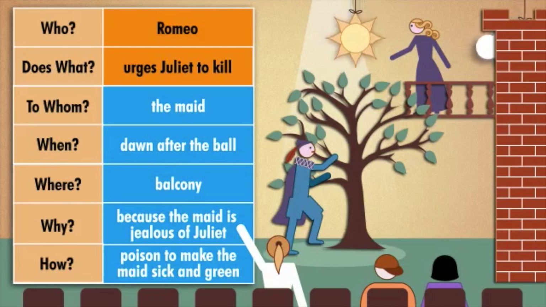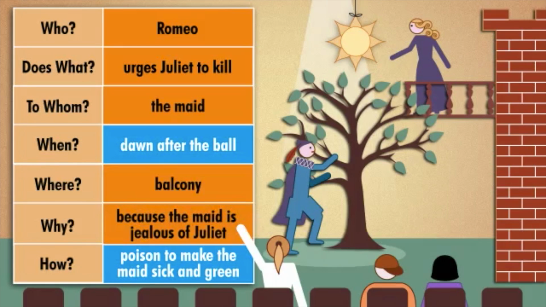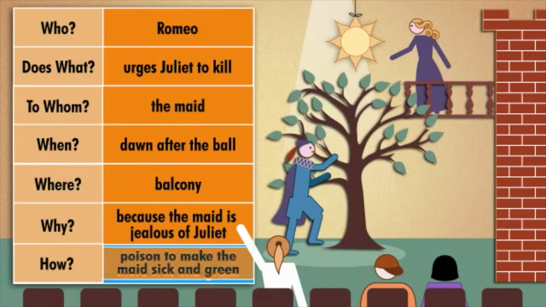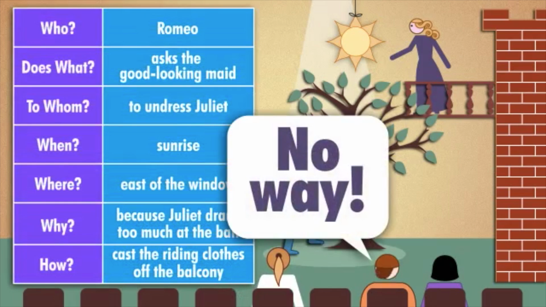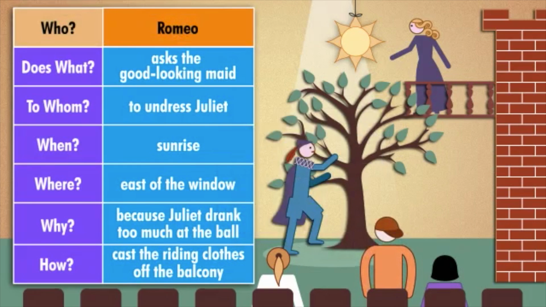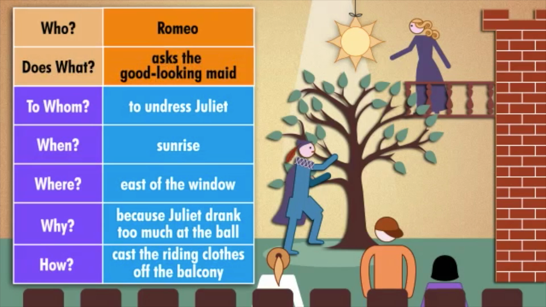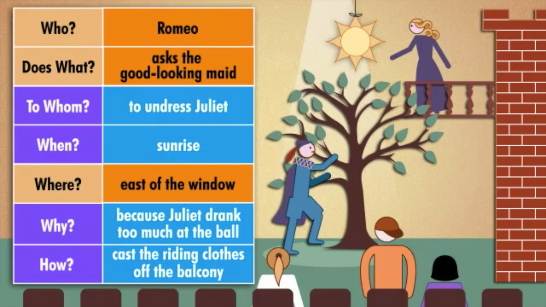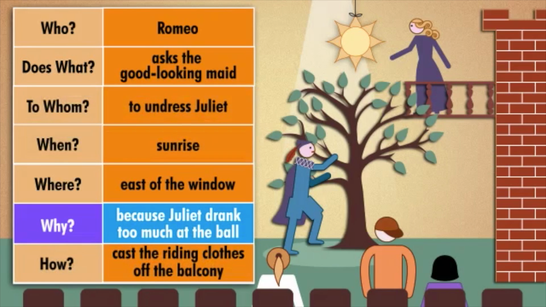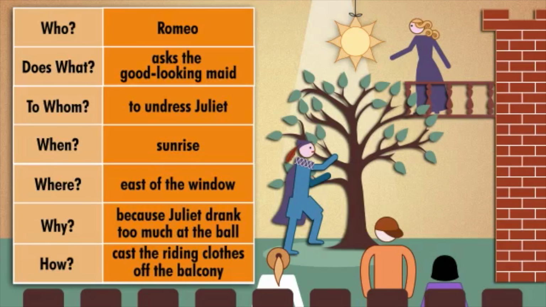Romeo tells Juliet to poison her jealous maid on the balcony so the maid becomes sick and green. No way. Romeo asks Juliet's smoking hot maid to let him watch through the broken balcony window as Juliet gets naked at sunrise after drinking too much at the ball.